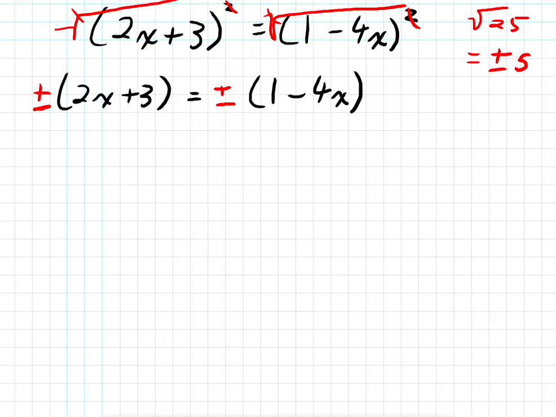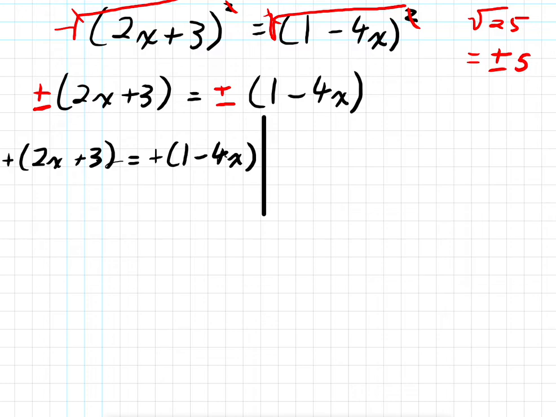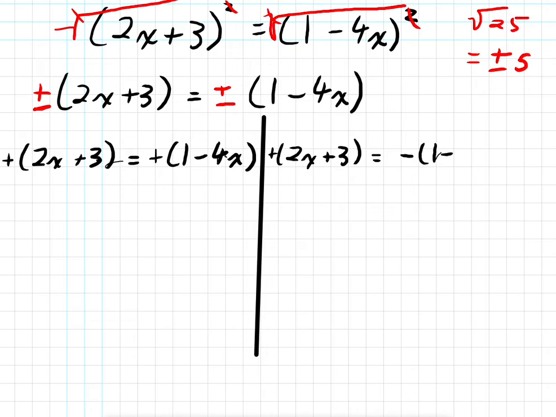So what about if it's positive 2x plus 3 is equal to, and we'll use the positive on the other side, positive 1 minus 4x. Or, I'll draw a line, positive 2x plus 3 is equal to negative 1 minus 4x. And then I'm going to put one more line.